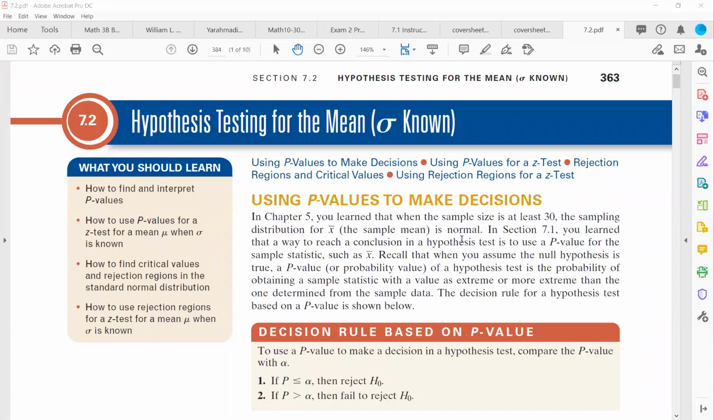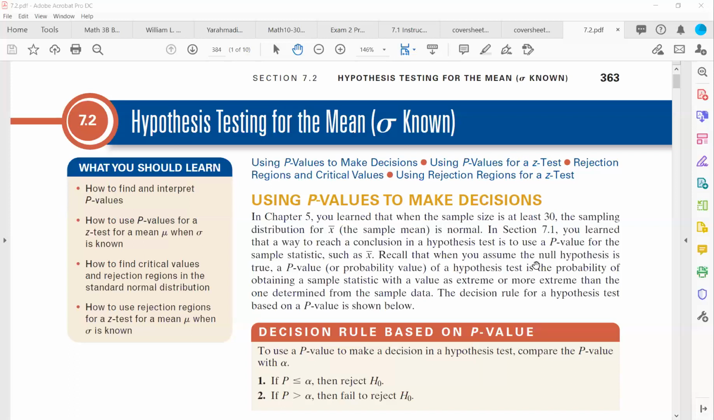In chapter 7 in general, you'll learn that there are different ways to make decisions about your claim in a hypothesis testing. We can use the p-value for sample statistics like x bar, and we learned that we can use the p-value for population proportion and its sample statistic related to proportion.